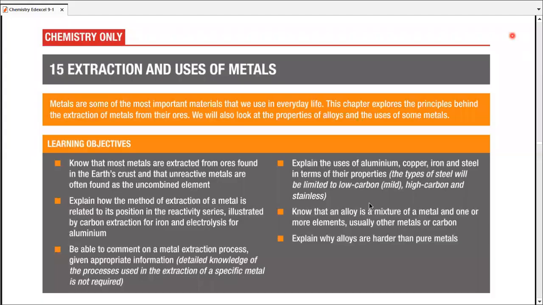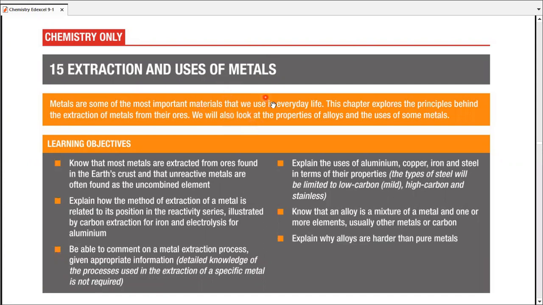All right, extraction and use of metals. By the word extraction, it means that we are going to take that metal out of the Earth's crust. Now, we use the word extraction because metals are usually not present in their purified forms. So we take them out, we purify them, and we convert them into pure metals. The whole process is commonly known as extraction.